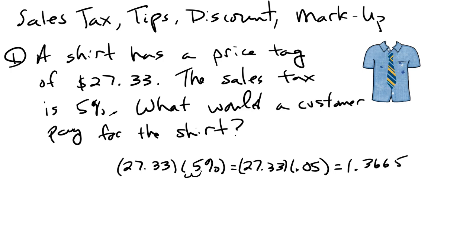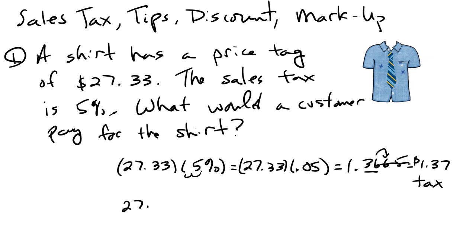When we do that multiplication, punch that in the calculator, we get 1.3665. Well, we're talking about money, so we have to round to 2 decimal places, the hundredths place. We look next door, 5 or more raise the score, so this drops, but the 6 gets bumped up to a 7. So the $1.37 is the tax. That's not what the customer is going to pay. That's the tax that's going to be added to the price of the shirt.